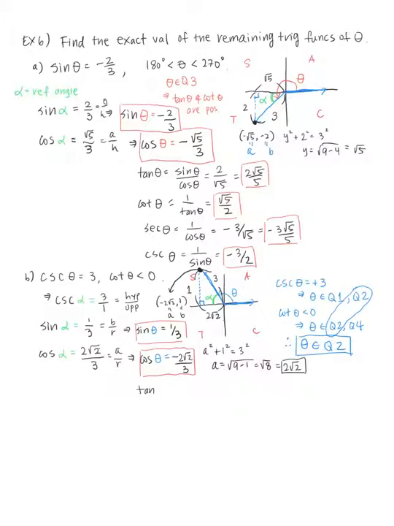So in this case, our tangent of theta is again sine over cosine. So we're going to have 1/3 over negative 2 root 2 over 3. So what is that? Negative 1 over 2 root 2. All right, let's just rationalize this denominator. We're going to have negative root 2 over 4. That looks like our answer. So I'm going to box that.